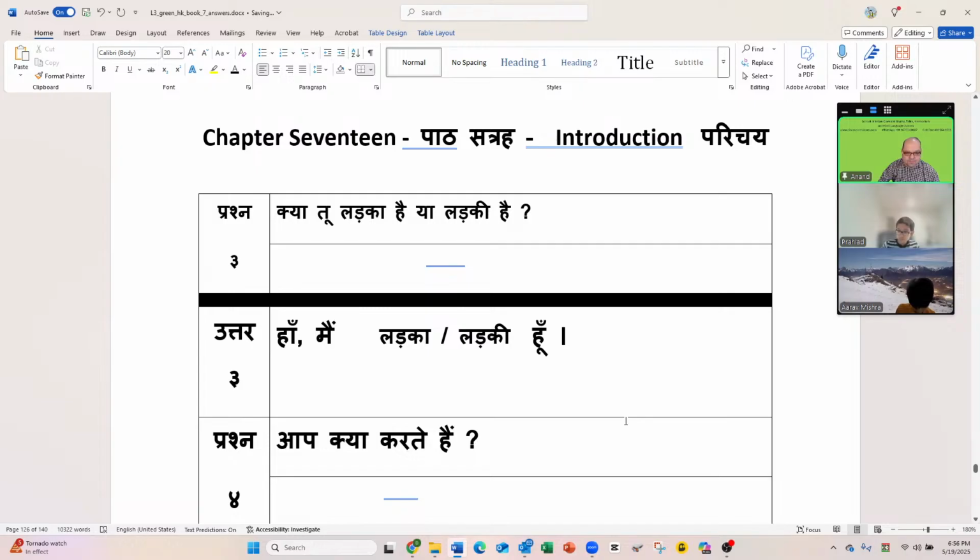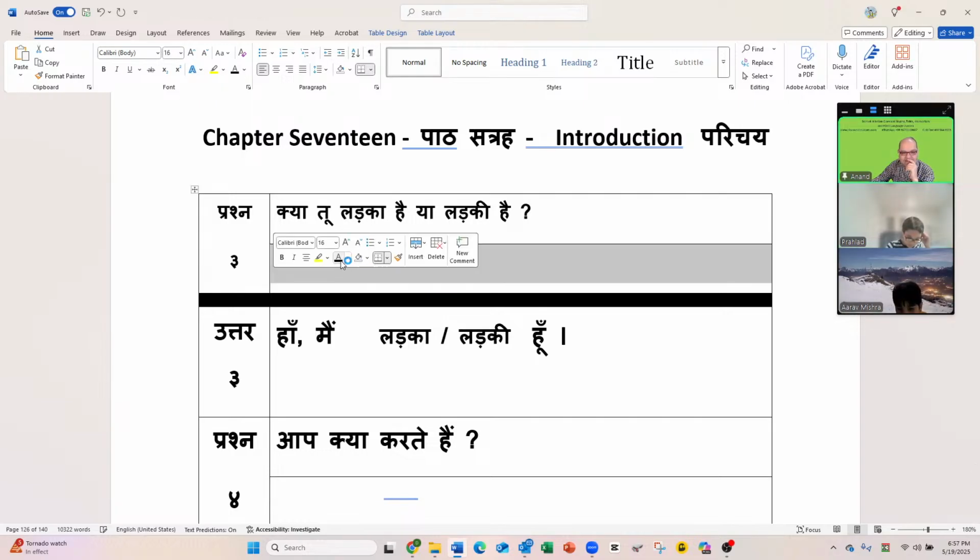Arav, read the sentence. लड़का है या लड़की हो? क्या तुम लड़का और लड़की हो? It's not tum. You were not reading. You were guessing. It says tu. Yeah, but you said tum. But then why did you say ho? The ho is also not written there. Because with tum you do say ho. You said tum and ho, which was right. You can use tum. But kya tu ladka hai ya ladki hai? What does that mean? Are you a girl or a boy?